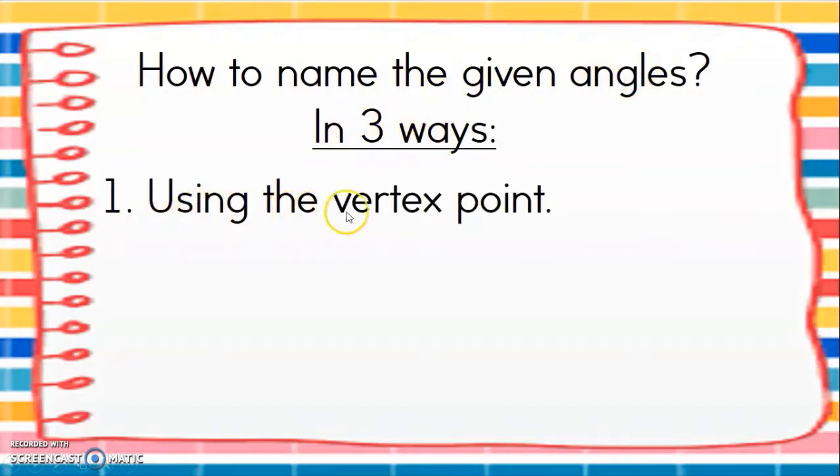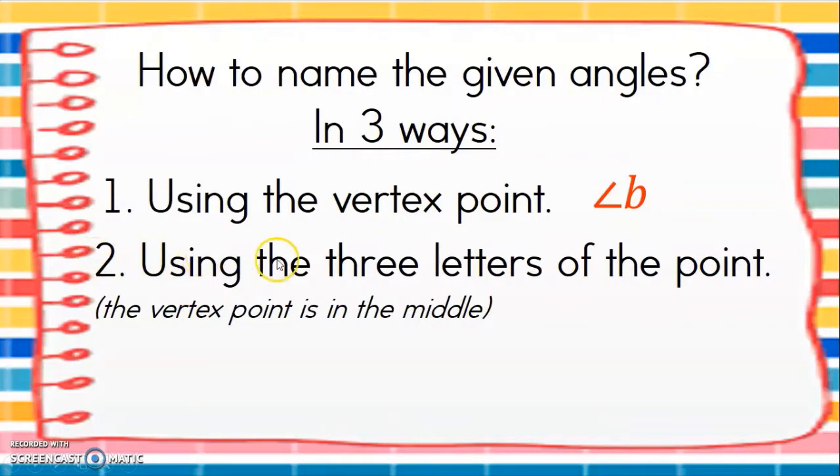First, using the vertex point. Example, angle B. Second, using the three letters of the points. The vertex point is in the middle. So if we are going to name it in three letters, for example, angle ABC, B is the vertex and it is in the middle of the three letters.